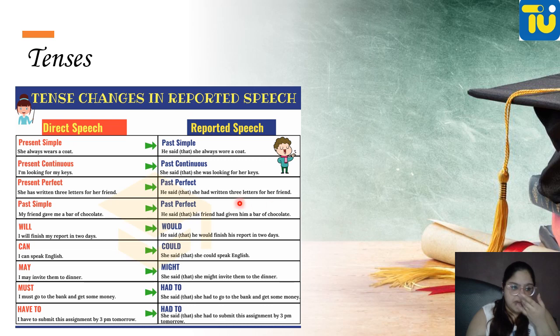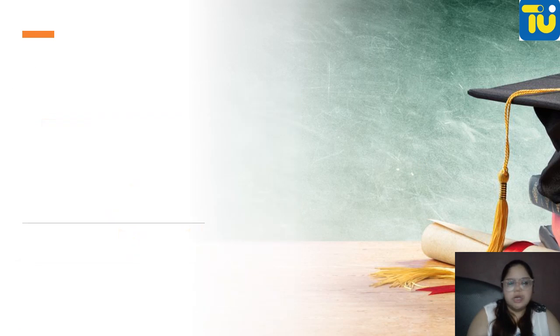Again, I'll repeat. Present simple to past simple, present continuous to past continuous, present perfect to past perfect, past simple to past perfect, will, would, can, could, may, might, must, had to, have to, had to. Okay, let's move forward.